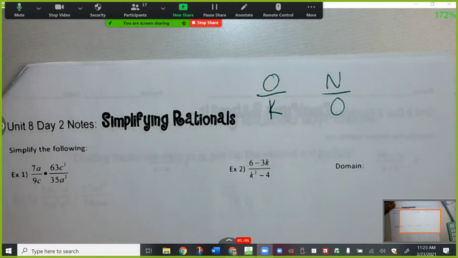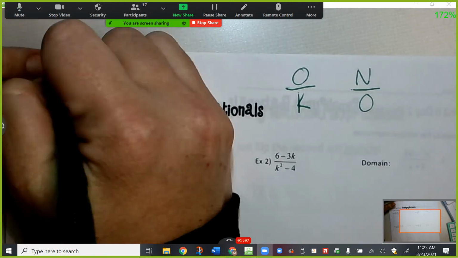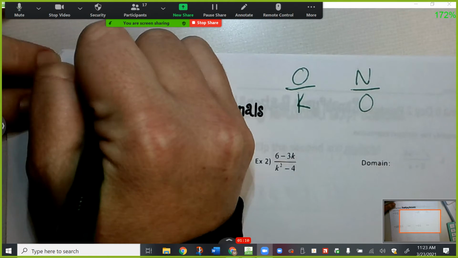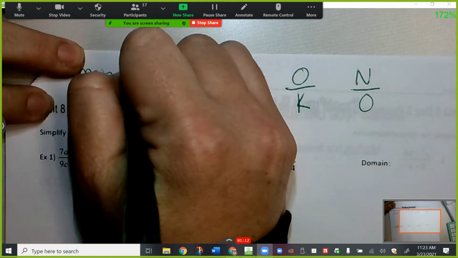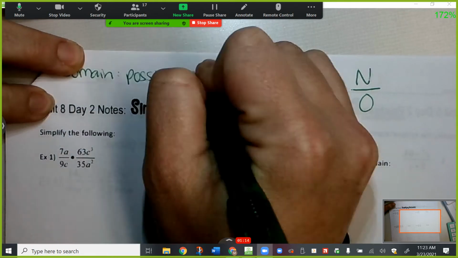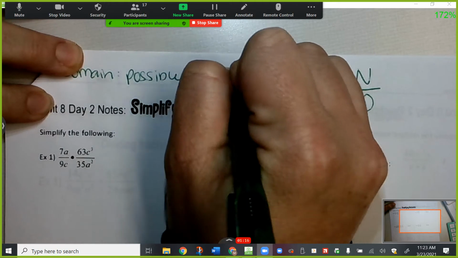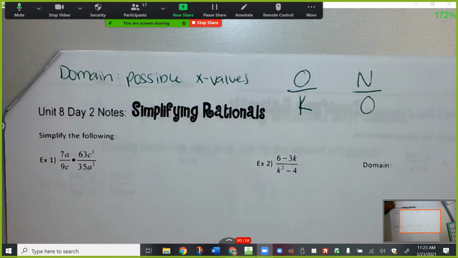Okay, another reminder. Domain are your possible x values. Now on this today, you'll see that some of this has K or A or C, so it's just your possible letter values, depending on whatever letter we're using today, because these aren't equations. They are all considered our domain.